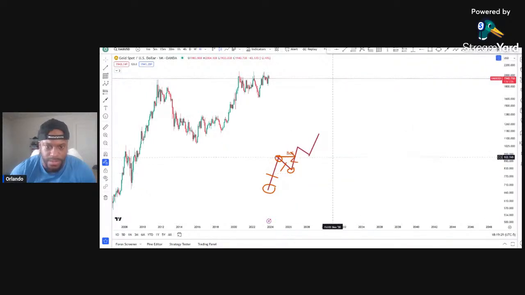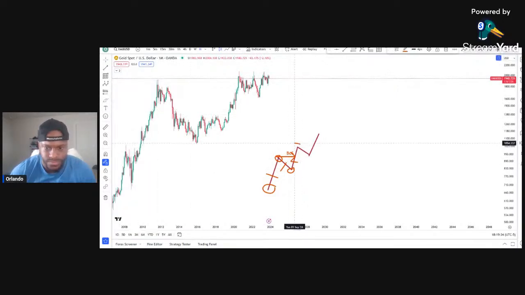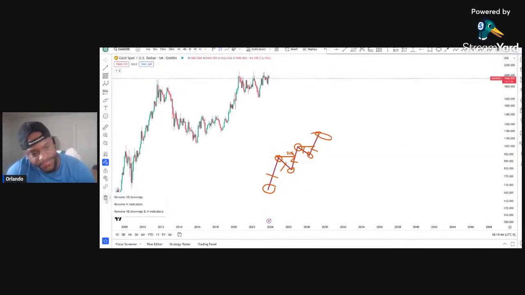Same thing. Accumulation, reaccumulation that leads to a distribution right here. Redistribution. Accumulation, reaccumulation leads to a break of structure right here. That'll be a distribution. Okay, so forth and so on. All right. Now we have that.